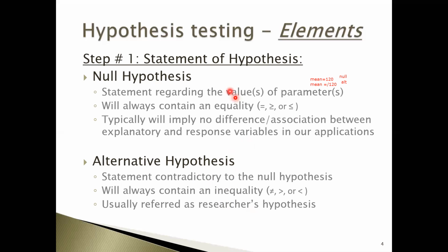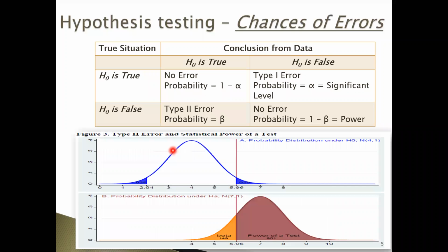And then we have one more notation, that the null hypothesis is denoted by H naught, and the alternative hypothesis is denoted by H1 or HA. You can use any one of the notations for the null or alternative hypothesis.